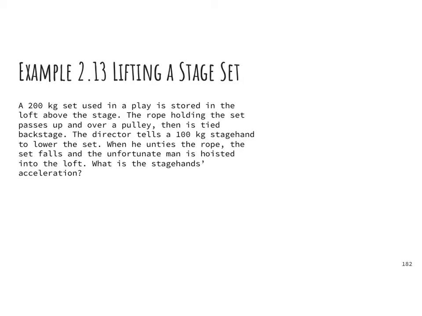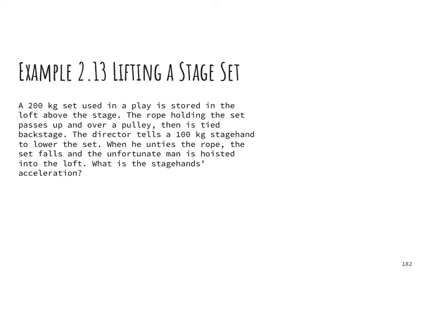Now normally there are pulleys that create mechanical advantage, and we could talk about this, but it's not really something that's covered in our scope and sequence, but it is a physics thing where you have what's known as a block and tackle pulley or double pulleys. There are all types of different pulleys that we could get into a ton about, but they create mechanical advantage. But anyway, the rope holding the set passes over a pulley and then is tied backstage.